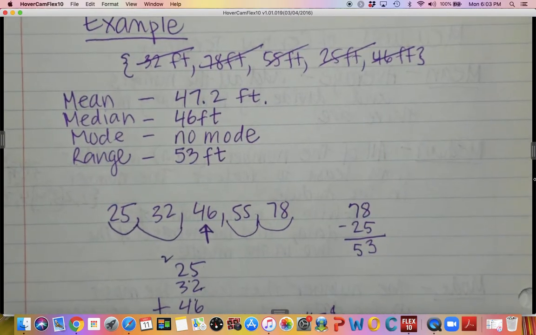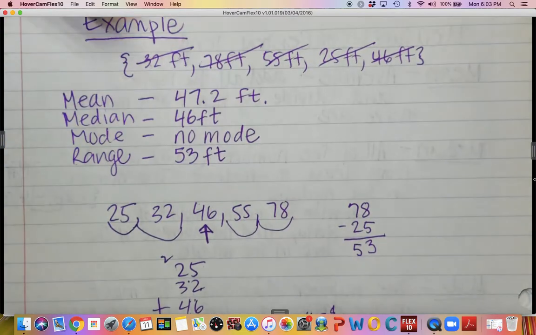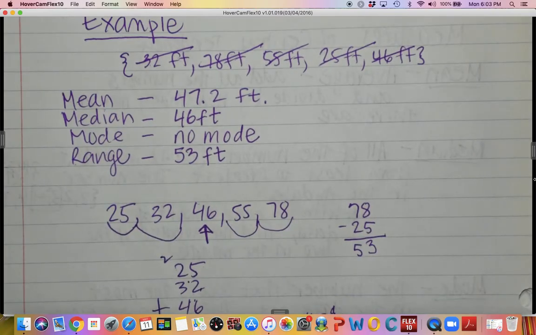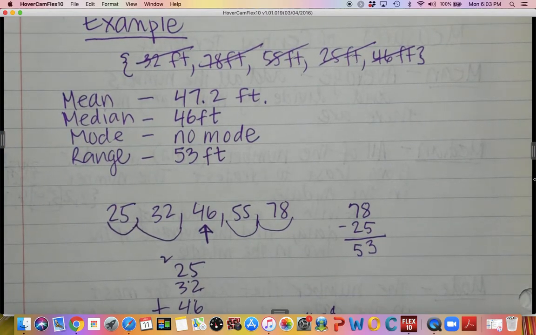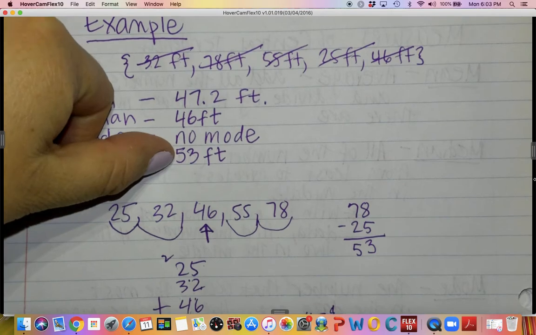So if I were looking at this set of data, I could see that going all the way from 25 to 78 is a very large range, right? Let's say I was measuring the length of, what could be 47 feet? I don't know. The length of a house. If I live in a house that's 25 feet, that's a pretty small house. But if I have a length of 78 feet, it's a much larger house, right? So in between all of there, the difference between a small house and a big house is 53 feet.